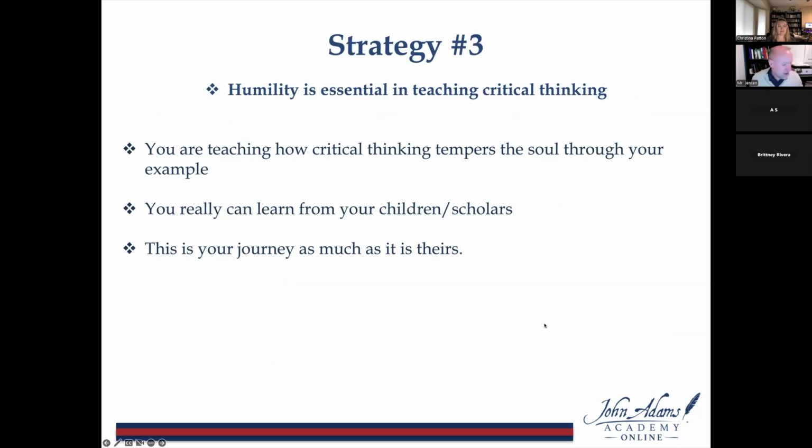Last strategy, this one, again, well, all three of them are my favorite, but humility is essential in teaching critical thinking. So let me just go through this one a little quick. You are teaching how critical thinking tempers the soul through your example.